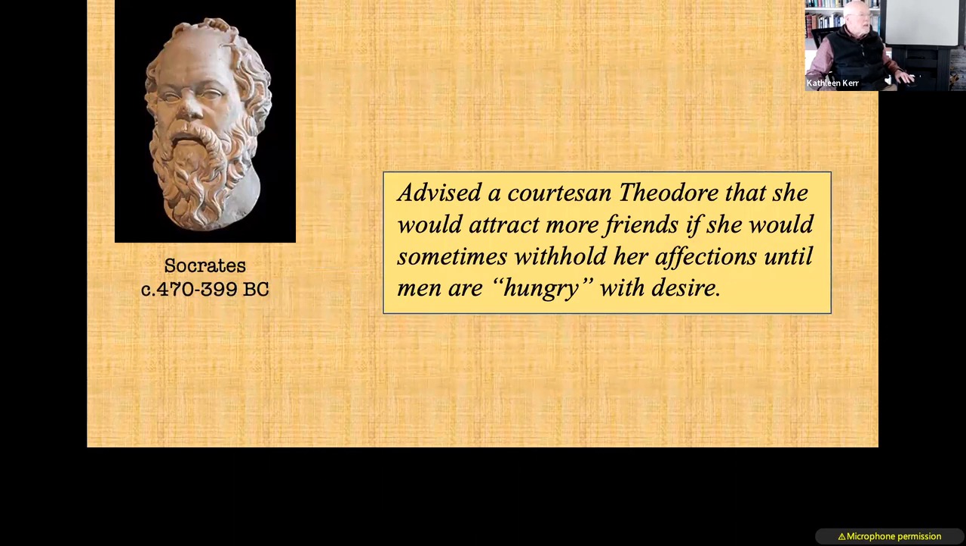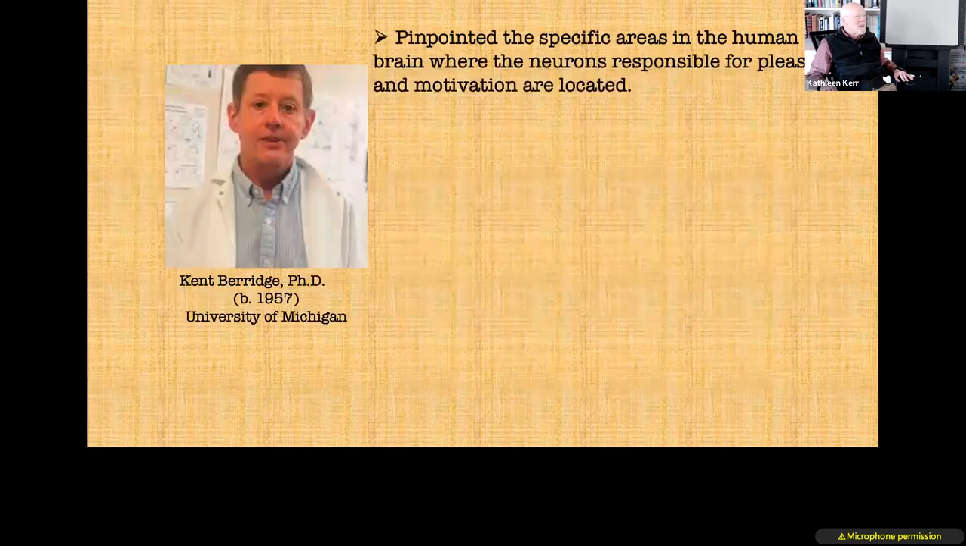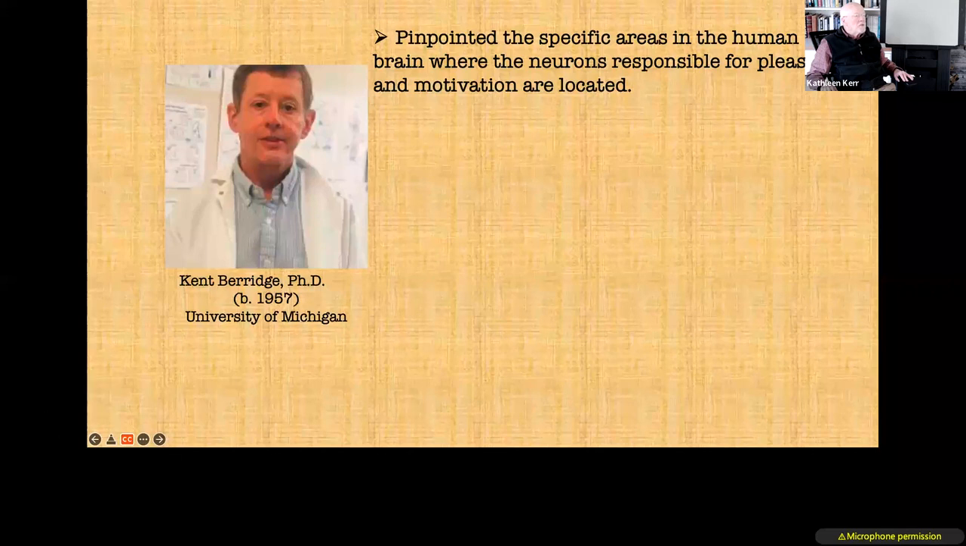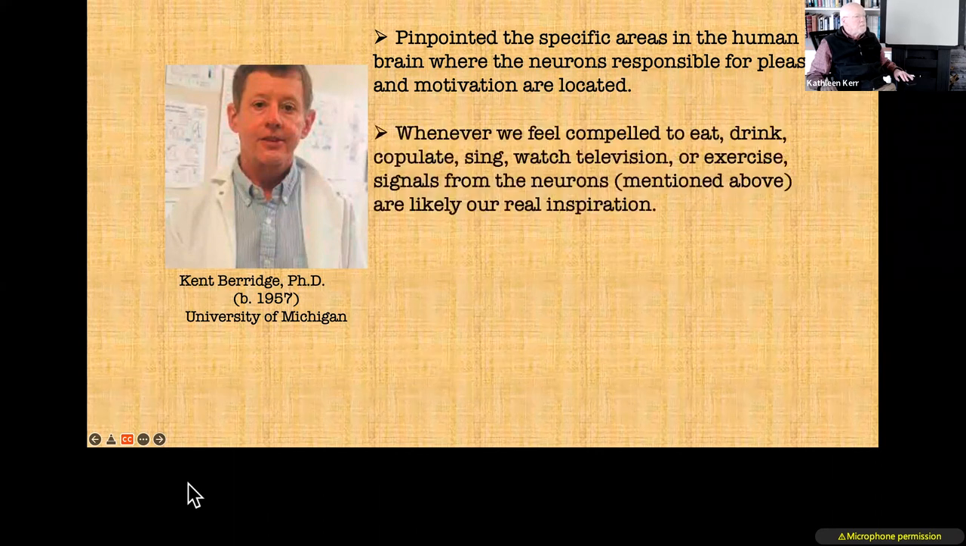Good old Socrates advised a courtesan, a prostitute in essence, Theodora, that she would attract more friends if she would sometimes withhold her affections until men are hungry with desire. Good old Socrates. So he's pinpointed the specific areas in the human brain where the neurons responsible for pleasure and motivation are located.